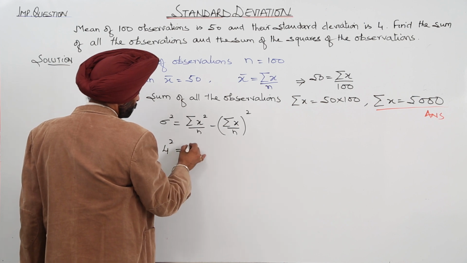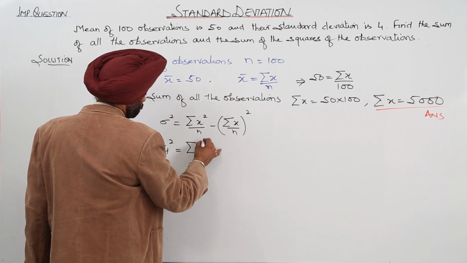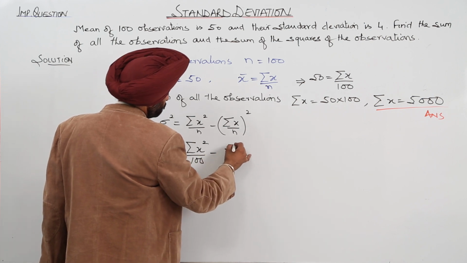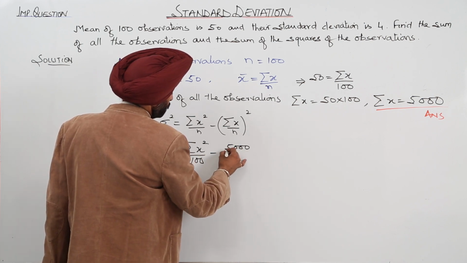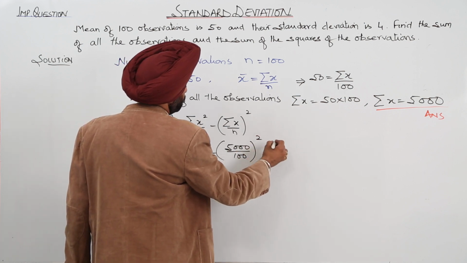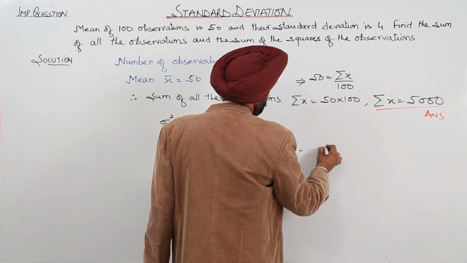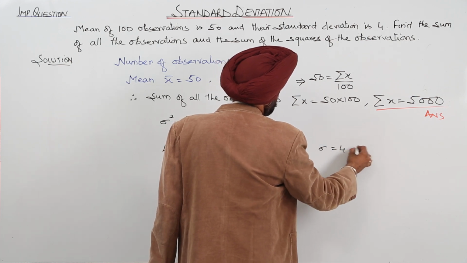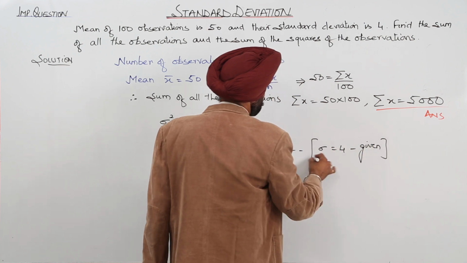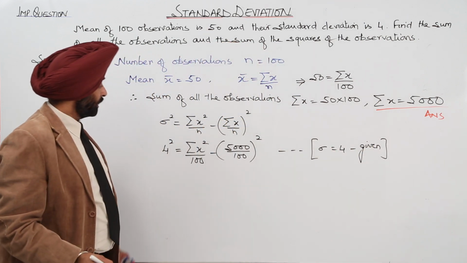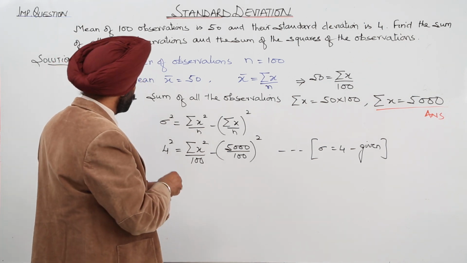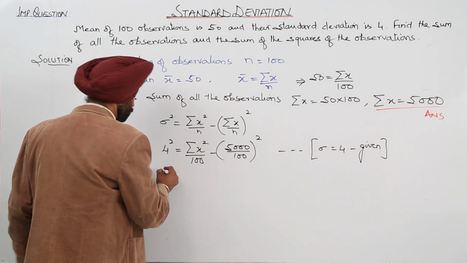Now given, 4 square is equal to summation x square upon 100 minus 5000 upon 100, or you can directly write the mean. Okay. This is given. Standard deviation is 4, and we are using the formula for the variance here just to make it easier for the calculation part.